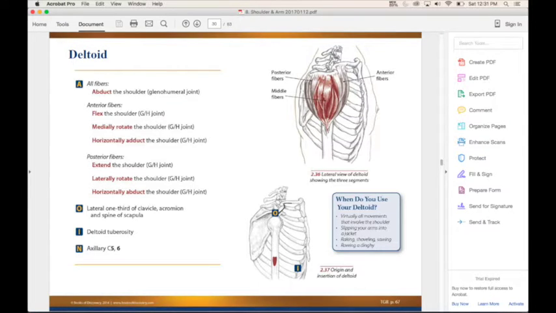Deltoid. Originates lateral 1/3 of the clavicle, acromion and spine of the scap. Inserts deltoid tuberosity. Actions: all fibers abduct the shoulder. Anterior fibers flex the shoulder, medially rotate the shoulder, horizontally adduct the shoulder. Posterior fibers extend the shoulder, laterally rotate the shoulder, horizontally abduct the shoulder.